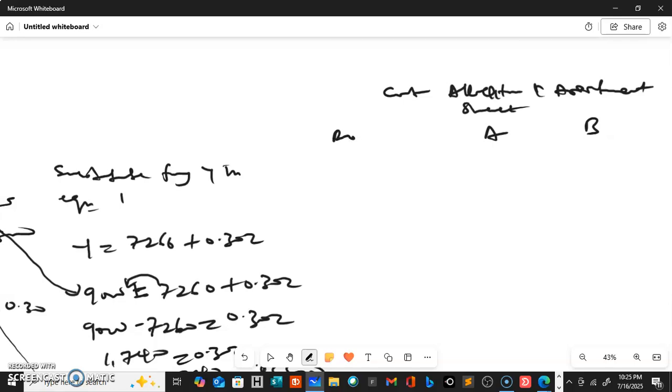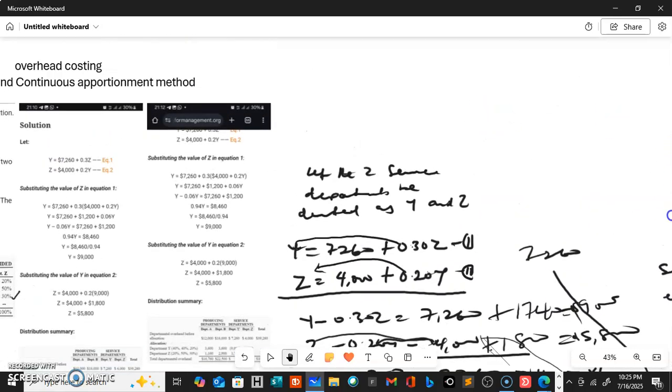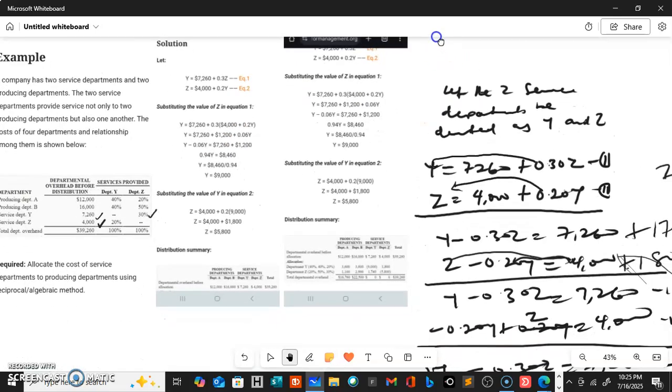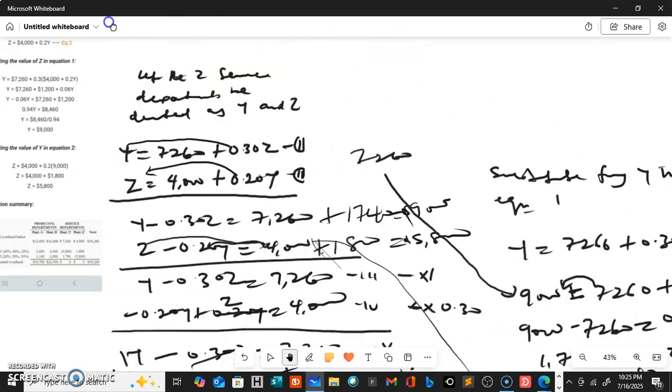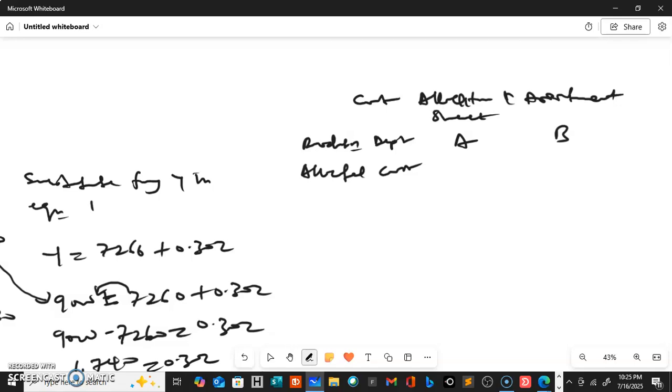Let us say we have production department A and B. For the allocated cost, let us look at the value of the allocated cost from what we have here. The value is 12,000 and 16,000 respectively. 12,000 is in dollars. 12,000 and 16,000, okay? So apportionment now.